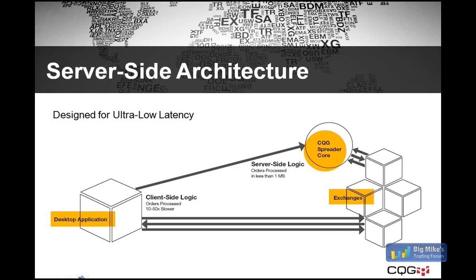Now with CQG's server-side logic, these orders are processed in less than a millisecond. The CQG spreader core sits proximal to the exchanges, so your logic actually sits on our spreader core. We're monitoring market data, let's say in a two-legged spread, very close to the exchange, and once you're filled in the primary leg, we're able to send in a balancing order in most markets, and of course market activity, volatility and such has an effect on this, but in less than a millisecond.